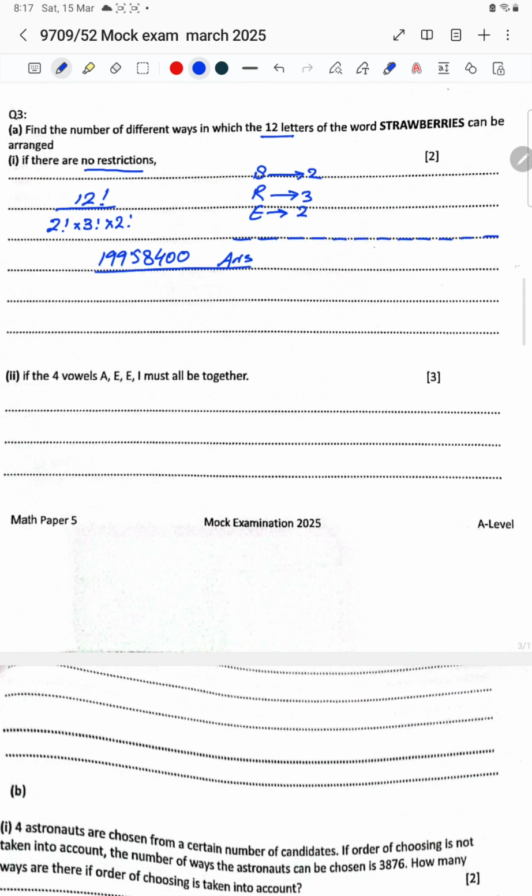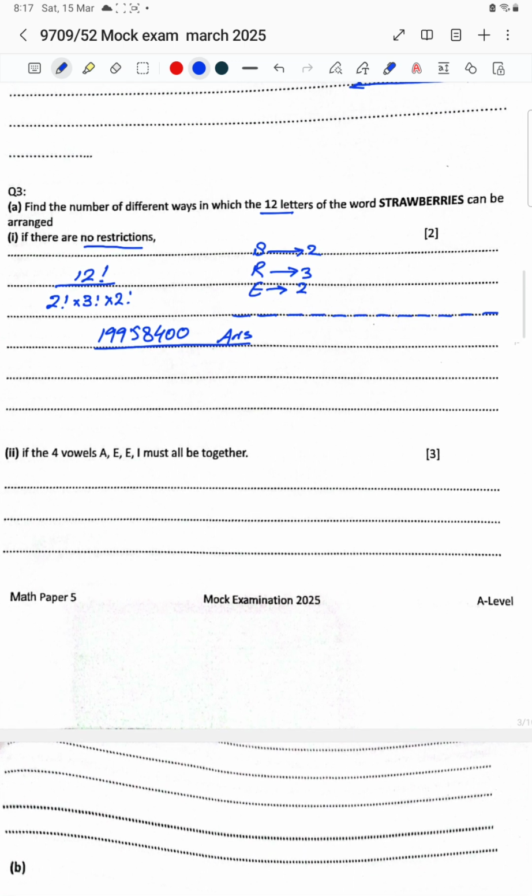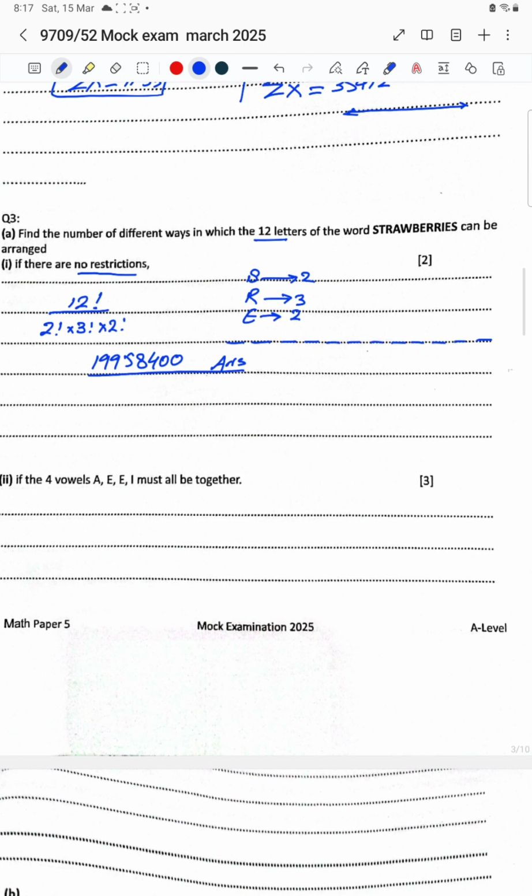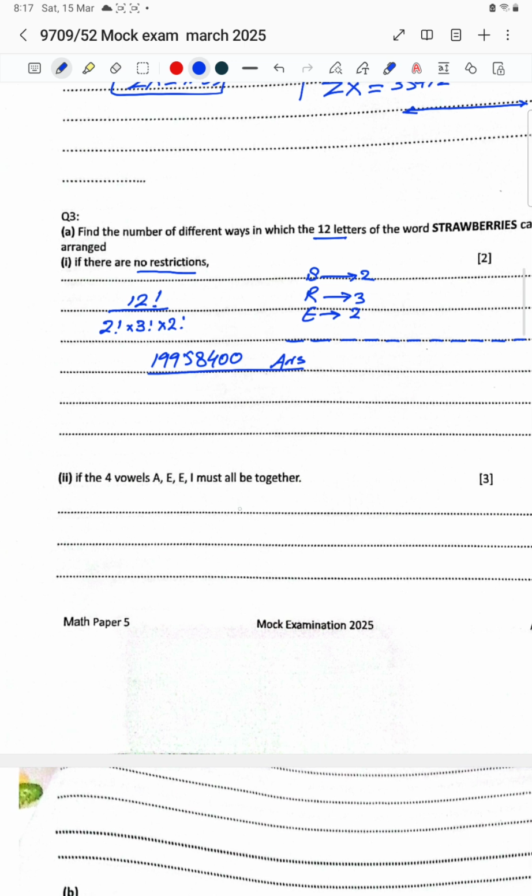Here it said if the four vowels A, E, I, right, that are going to be used here must all be together. It means 1, 2, 3, 4, 5, 6, 7, 8, 9, 10, 11, 12 letters. So the vowels make one unit, and the rest of the 8 other letters can be arranged anywhere. So 8 and 1 makes 9. So you can write 9 factorial.